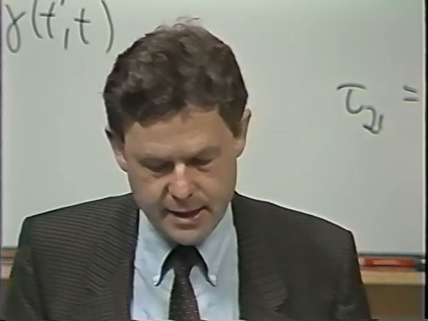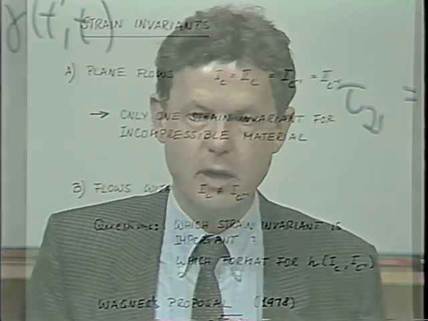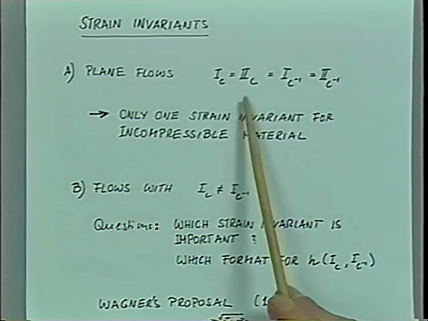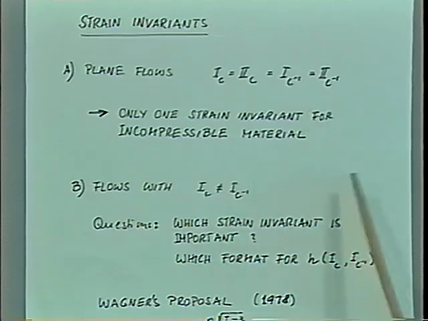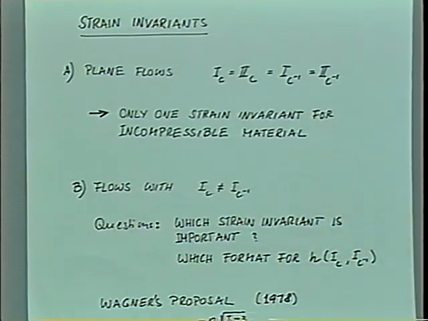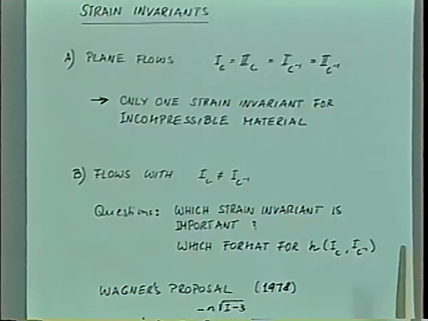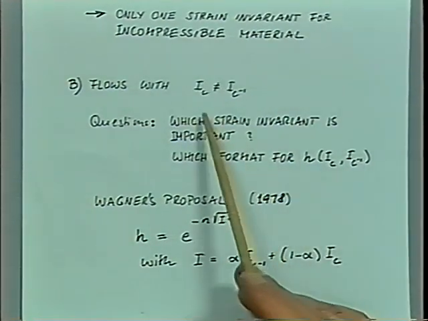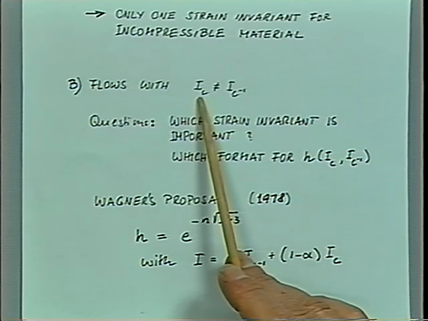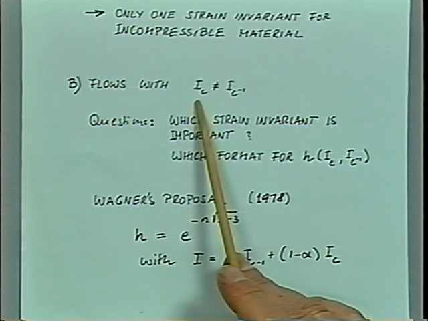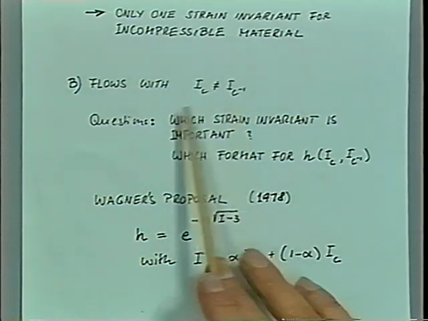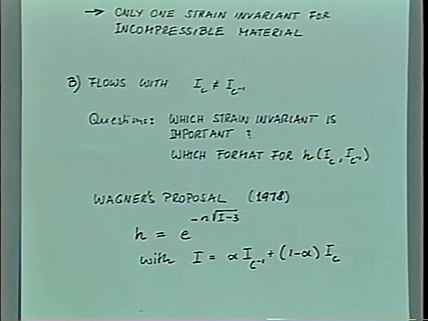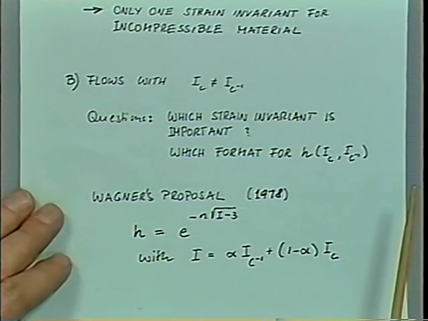Problems arise when you go to more complicated flows. So far, we looked at plane flows where the invariants were all the same, and a single invariant was sufficient to describe the behavior. But the question is, what happens if the first invariant of the Cauchy tensor is different from the first invariant of the Finger strain tensor? If those are different, what do you have to do to accommodate that?